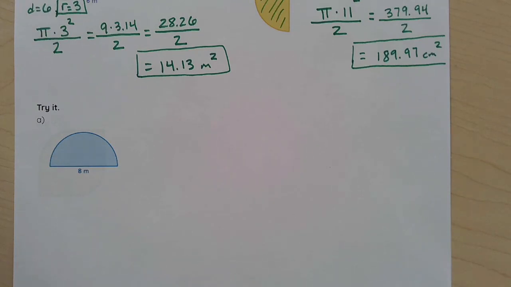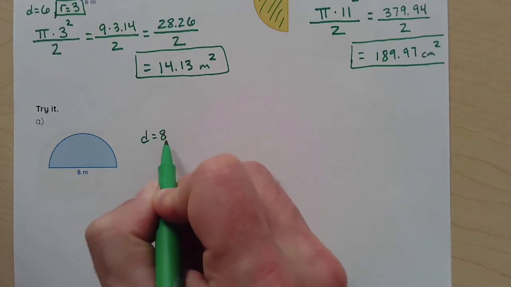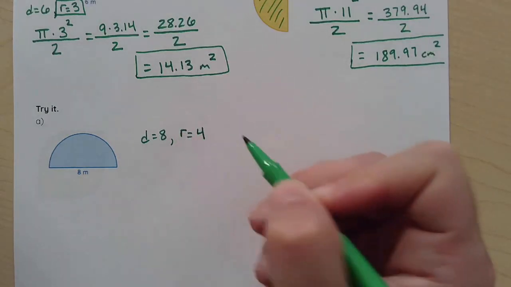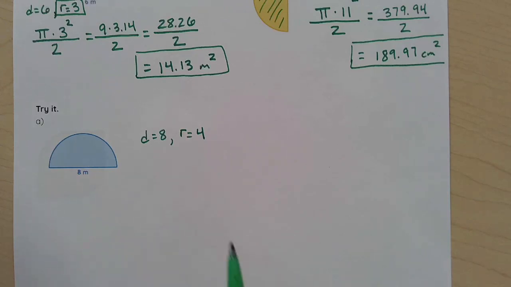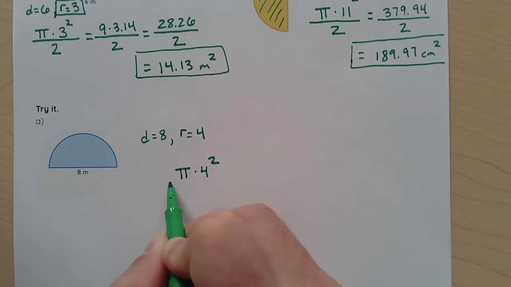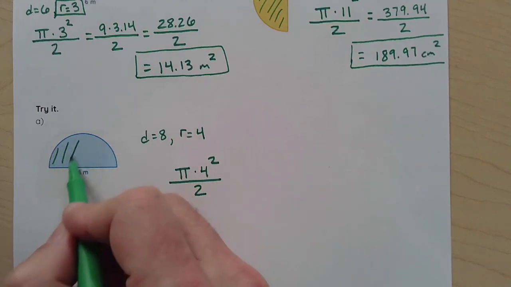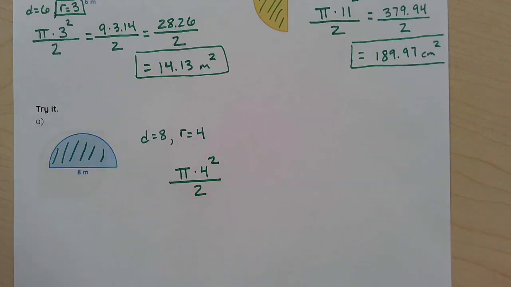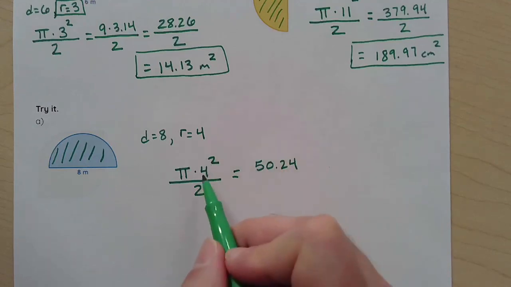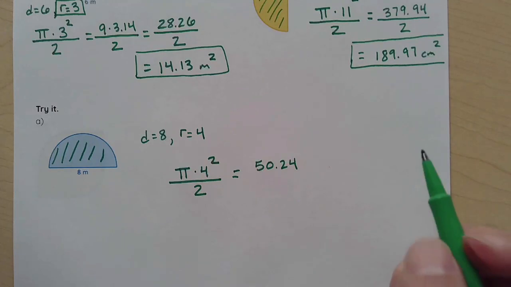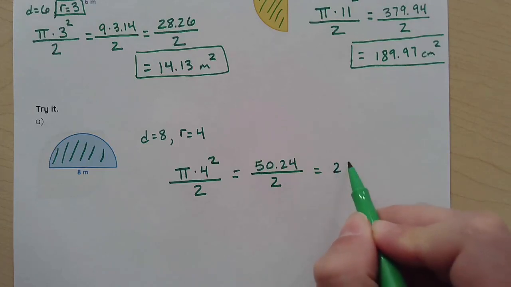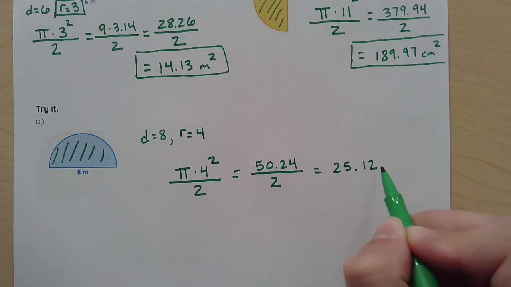Looking at our try it problem, I have a diameter of 8. Not super helpful with my area formula, so I need an r value, which is half of it, 4. Area of the full circle would be pi times 4 squared. Divide that in 2 for the area of the semicircle. In the numerator, I get 50.24. That would be 4 times 4, which is 16. 16 times pi. And divide by 2. This gives me a final result of 25.12 meters squared.